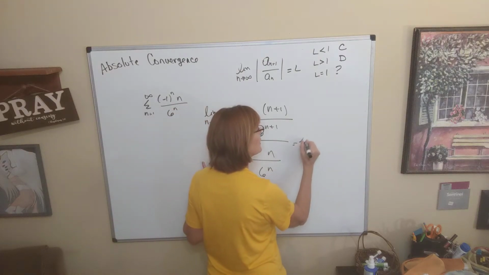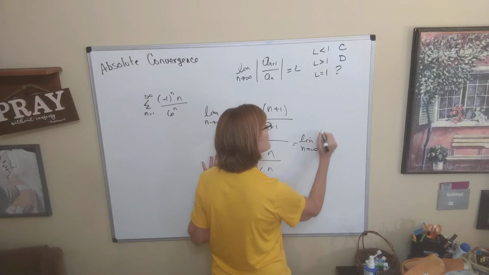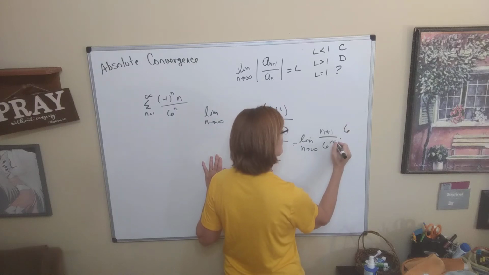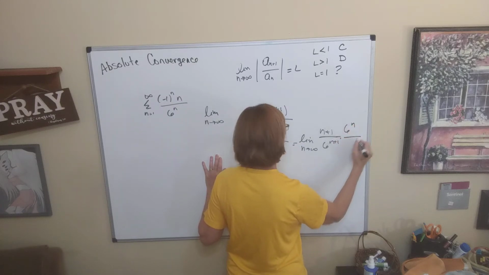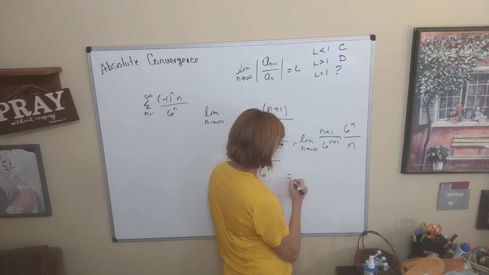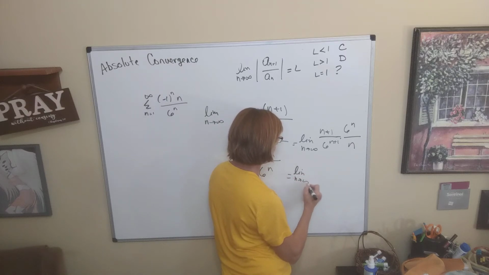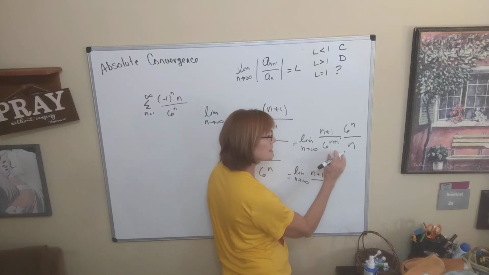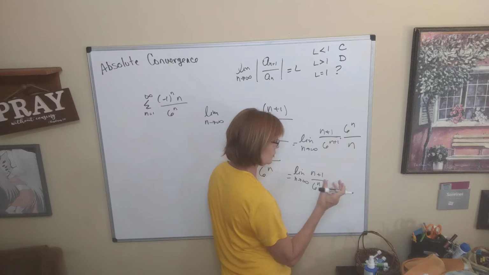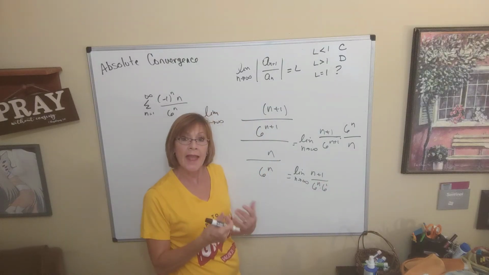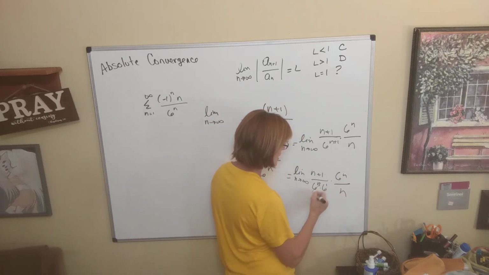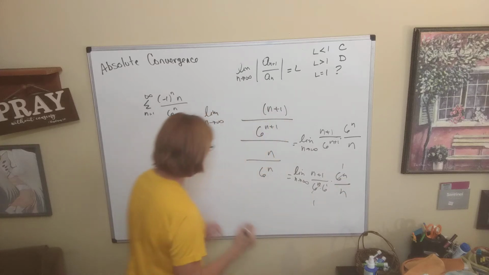So this is equal to the limit as n goes to infinity of n plus 1 over 6 to the n plus 1, times 6 to the n over n. Let's look at this. 6 to the n plus 1 is basically 6 to the n times 6 to the 1, because when you multiply like bases, the exponents add. All right, these can divide into each other. So basically, we're looking at the limit.